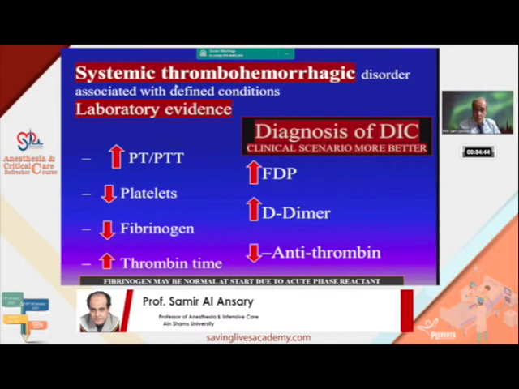Thrombohemorrhagic: thrombosis, with microthrombi all over the body, which causes multi-organ failure, and at the same time severe oozing from every point of the body, even from venous puncture sites, it is a hemorrhage. And so it is a thrombohemorrhagic problem associated with DIC. And as we see, all the lab results are deranged.